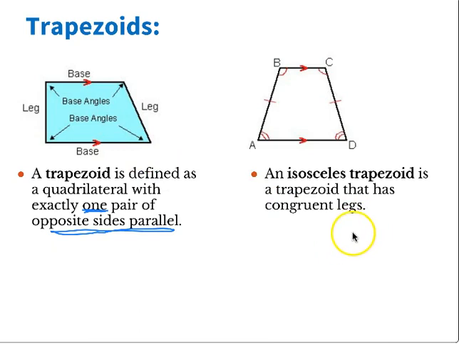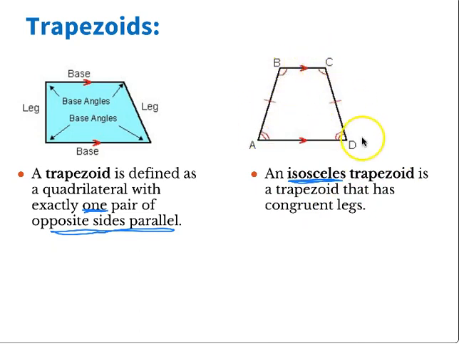Now, a more specific type of trapezoid is called an isosceles trapezoid. And we've already seen this term before, haven't we? We talked about isosceles when we had isosceles triangles. An isosceles triangle was a triangle that has 1 set of 2 congruent sides. Well, an isosceles trapezoid is a trapezoid that has congruent legs. So it has 2 congruent legs.